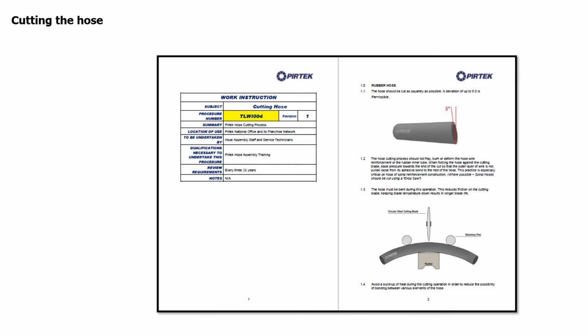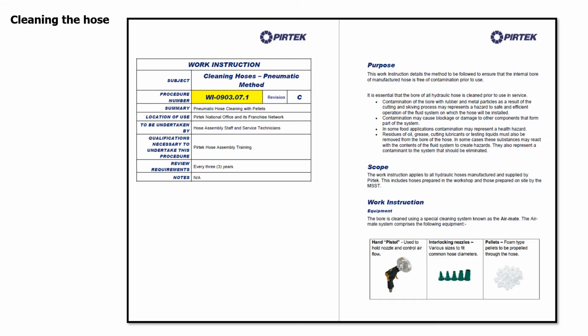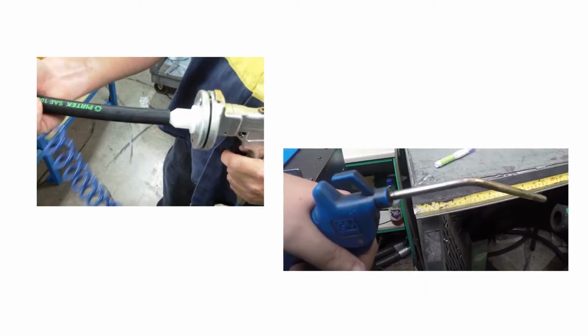Cutting the hose, you can be using a cutoff saw or various other devices. Keep in mind, it's very important to keep the edge within 5 degrees of square. Here's a couple of examples of cutoff machines. On the left, we have a fixed cutoff machine. On the right hand, we have an angle grinder fitted with a rubber hose cutting wheel. After cutting the hose, don't forget, we need to clean the hose. Use a foam pellet or use compressed air. If you're using compressed air, make sure the air is dry and clear of oil.